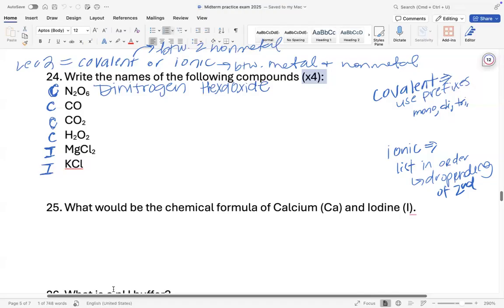Carbon, the first one is an implied 1, meaning it would be mono, but the exception to the rule is when it's the first element, you drop the mono. So this would just be carbon. And then my second element, oxygen, has an implied 1. This time I will say mono, so carbon monoxide. CO2, same thing, not monocarbon, just carbon. But this time oxygen has a subscript of 2 after it. So now it's going to be dioxide.